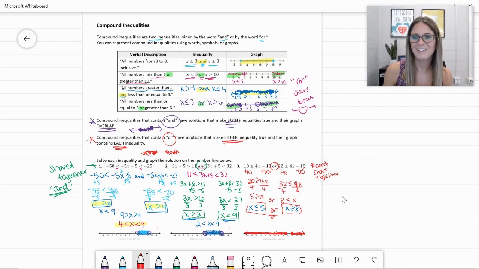So compound inequalities, let me know if you have questions. These are going to come back. We're going to need compound inequalities in the next lesson or so.